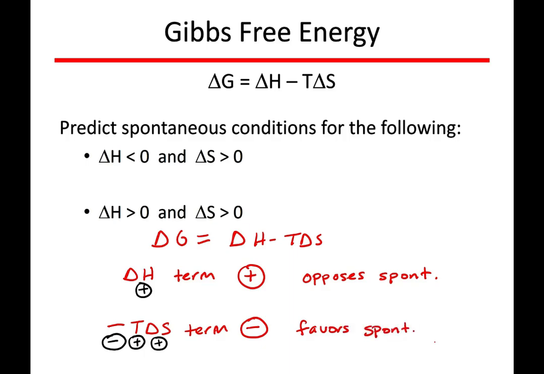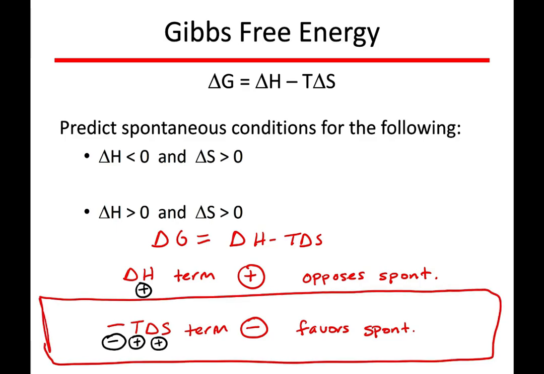And so now we have a situation where one term favors spontaneity and the other opposes spontaneity, right? So there's going to be like a battle between these two terms to determine whether the process is spontaneous or not. If you want the process to be spontaneous, then you have to make this negative T delta S term, the one that favors spontaneity, really big. Because if you have a big term that favors spontaneity, then the process will be spontaneous. That will overtake the term that opposes spontaneity.